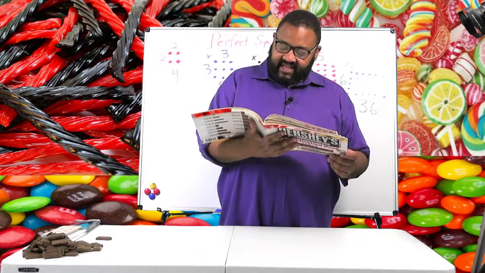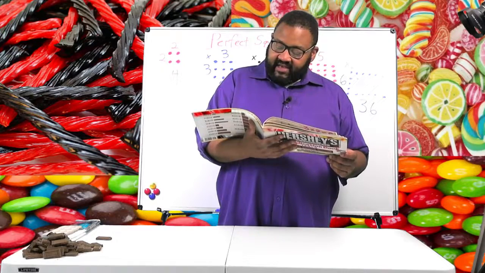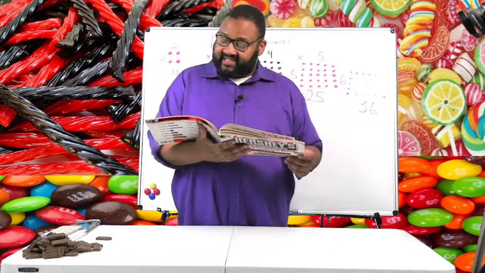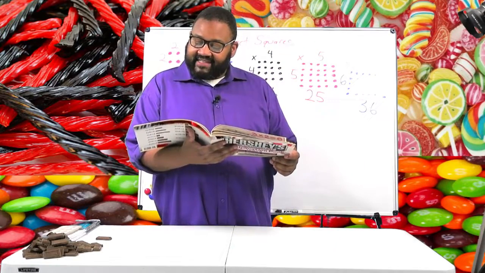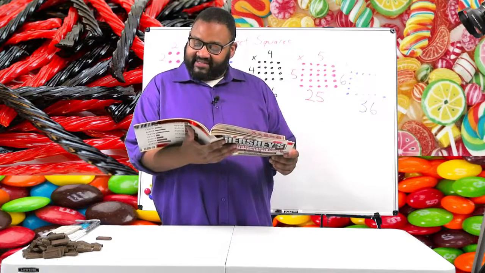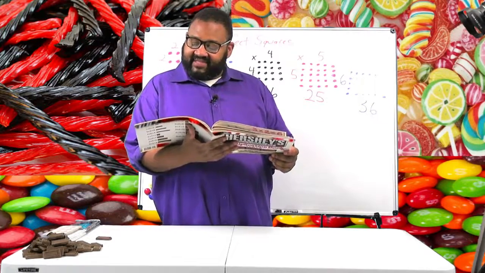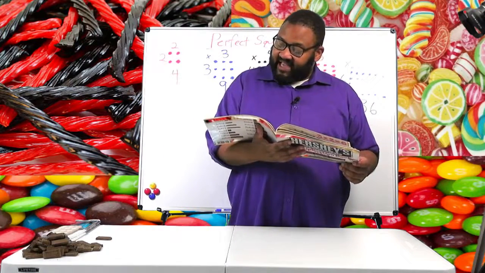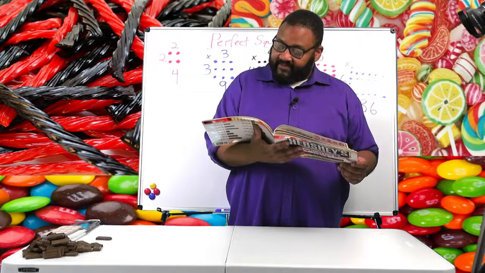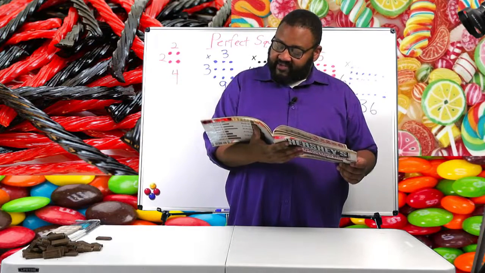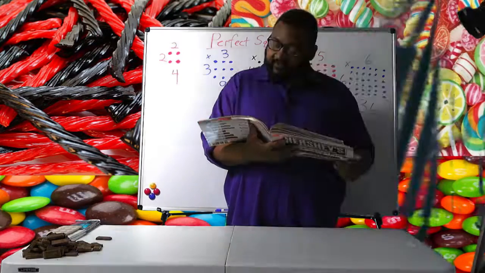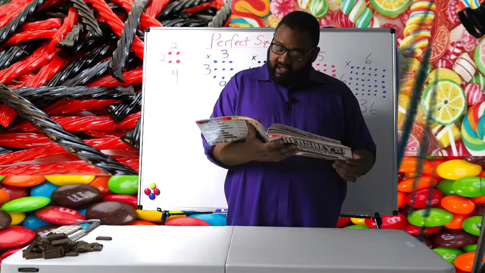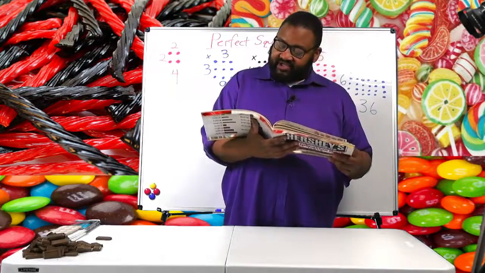7 times 7 equals 49. 8 times 8 equals 64. 9 times 9 equals 81. 10 times 10 equals 100. 11 times 11 equals 121. And 12 times 12 equals 144. Square numbers can also be shown like this.